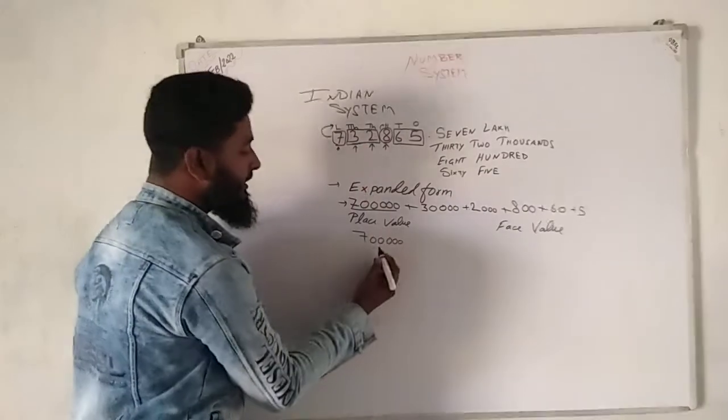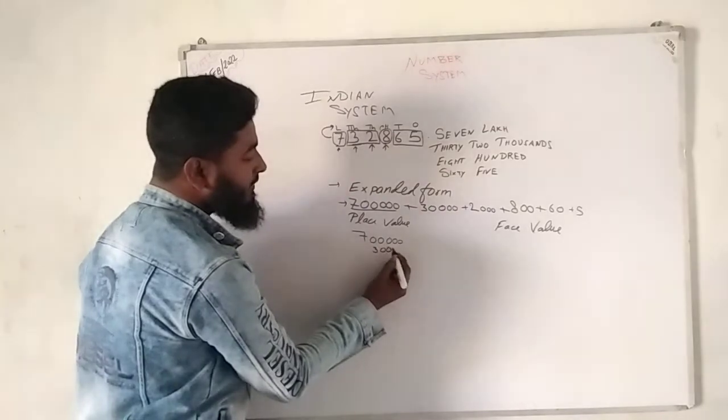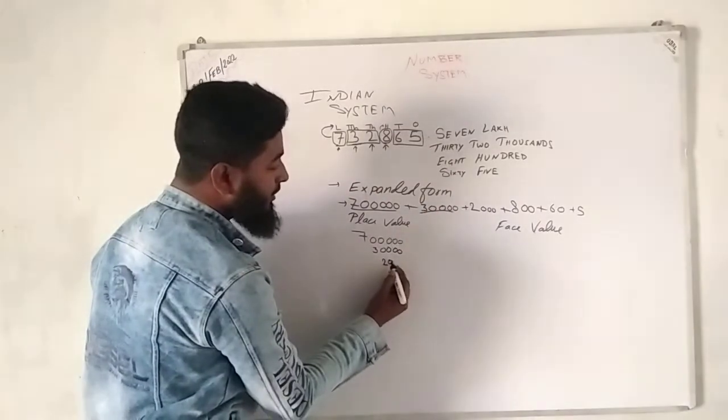What is the place value of 3? Place value of 3 is 3 and then number 1, 2, 3, 4 zeros, then here 4 zeros. Okay. Now similar to this one.